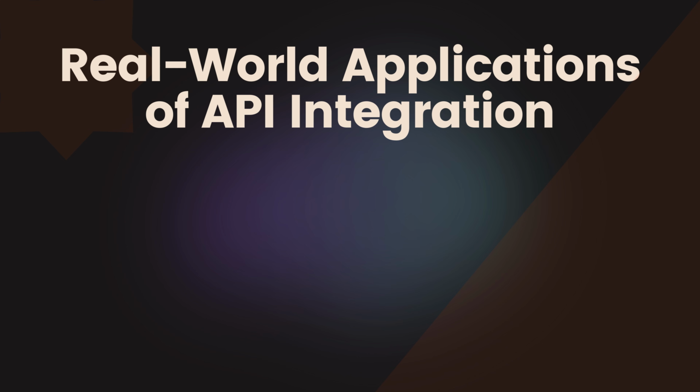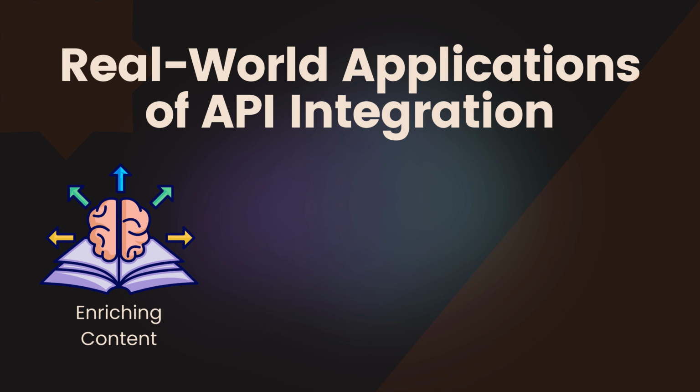Integrating external APIs with Payload CMS opens up a world of possibilities. For example, enriching content. Use external APIs like OpenWeatherMap to fetch live weather data for blog posts or integrate with IMDb to enhance movie reviews with metadata. This adds dynamic, real-time information to your content, improving its relevance and engagement.